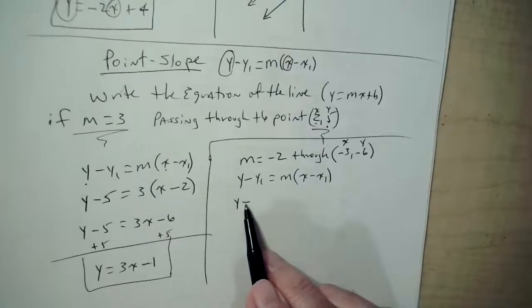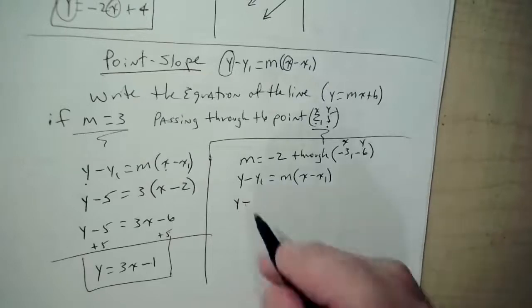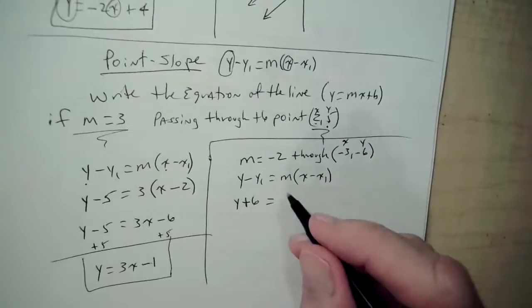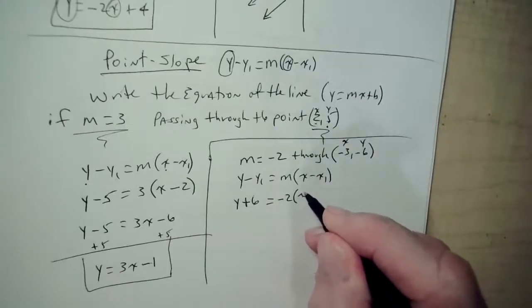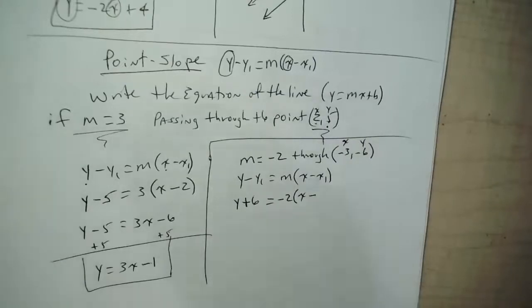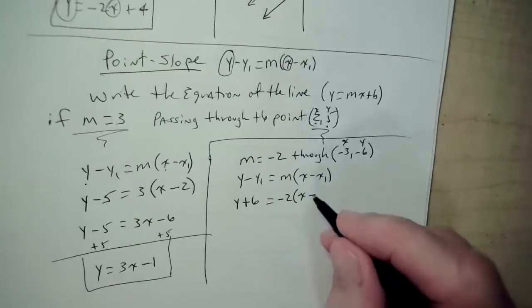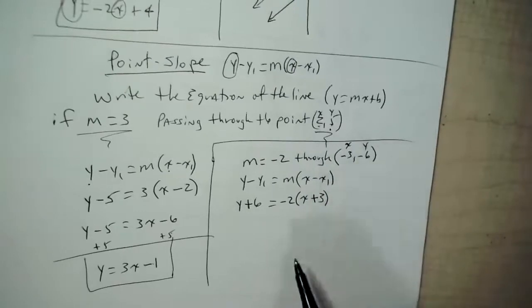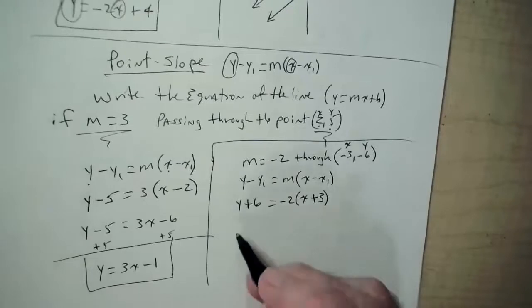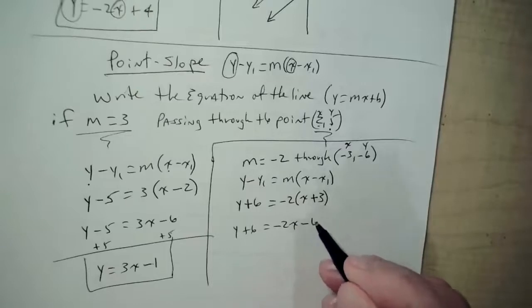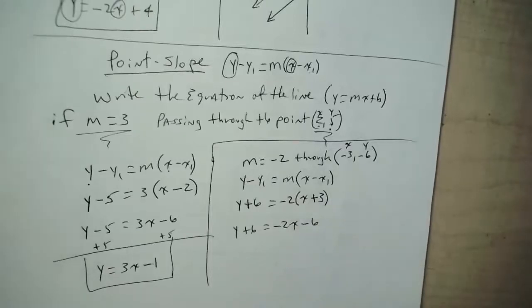Now remember that the negative also means the opposite of. So what's the opposite of negative 6? Positive 6. Equals m, which is negative 2, open x minus, x1 is negative 3. Now the formula says minus, or the opposite of, so the opposite of negative 3 is a positive 3. Now again, we do distributive property here. We get y plus 6 equals negative 2x minus 6.